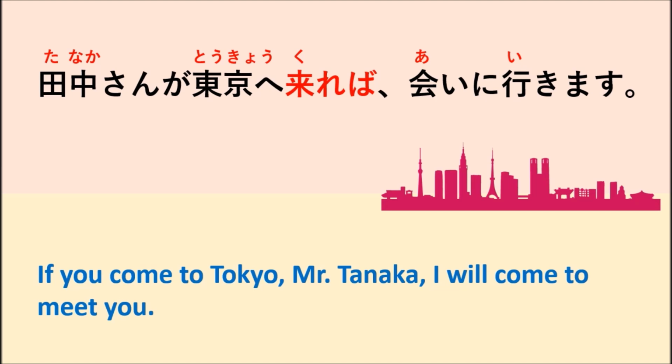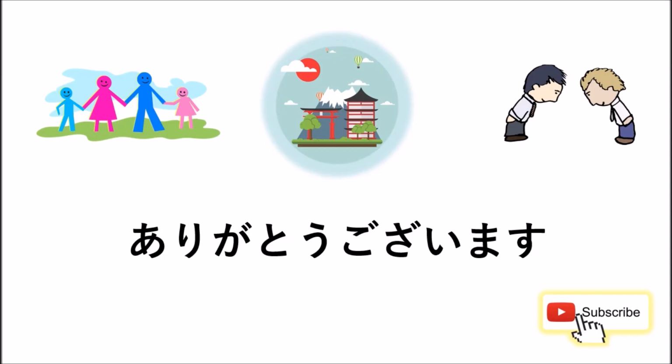So I hope that you understand how to use 来れば, 来ると, and ～たら, right? This is the difference between how to use ～たら and ～すると. So if you have any comment or any question, you can comment below.